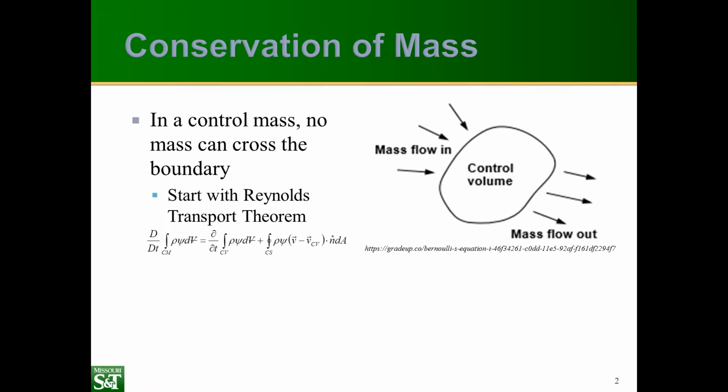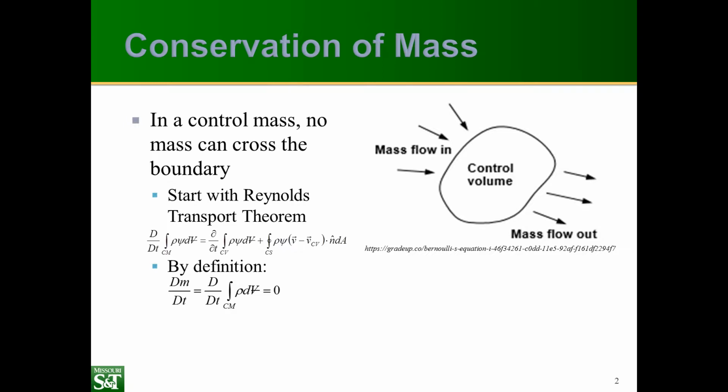We start with the Lagrangian viewpoint, the idea of a control mass. So for our control mass, we use psi equals 1. We're just interested in mass. And by definition, no flow can cross the boundary because it's a control mass, and mass can't be created or destroyed. So the Lagrangian derivative has to be 0. So this lets us simplify the equation a little bit.